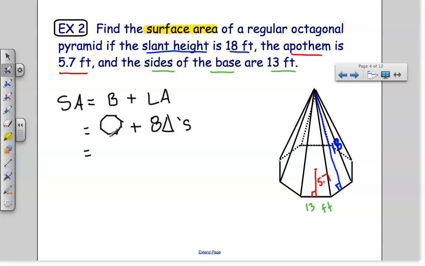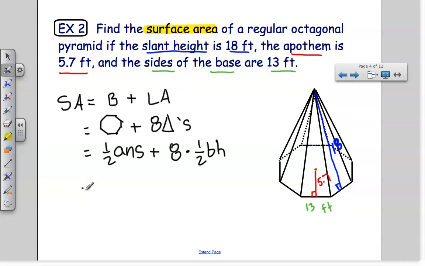What's going to be the formula for the area of that base, the area of an octagon? Remember, for any regular polygon, area is 1/2 ANS, one half times apothem times the number of sides times the side length. Plus I have 8 triangles. It's going to be 8 times the area of one triangle. The area of a triangle formula is 1/2 base times height.